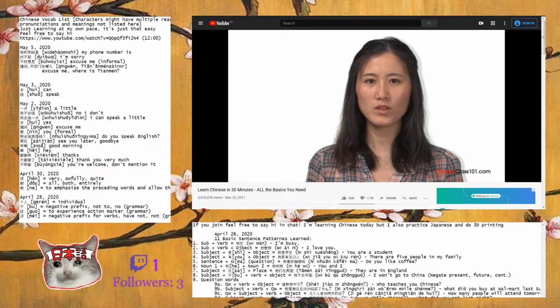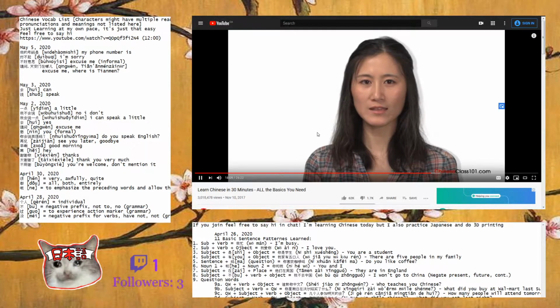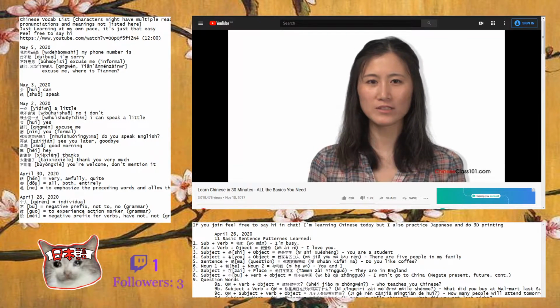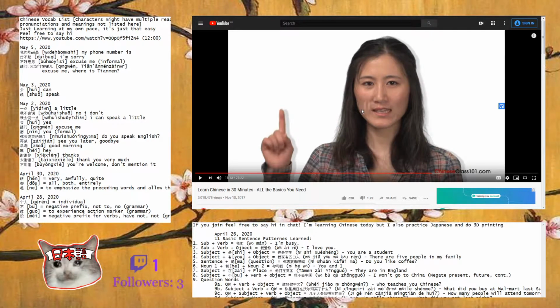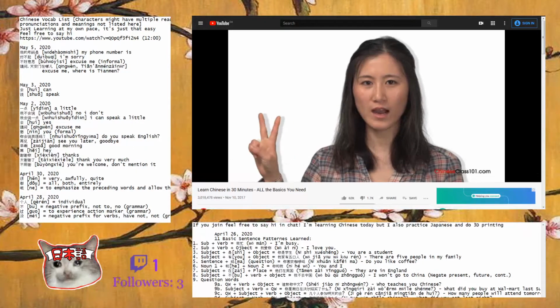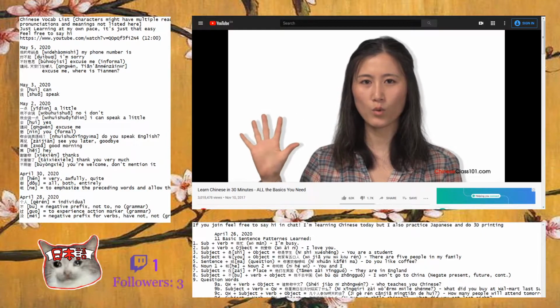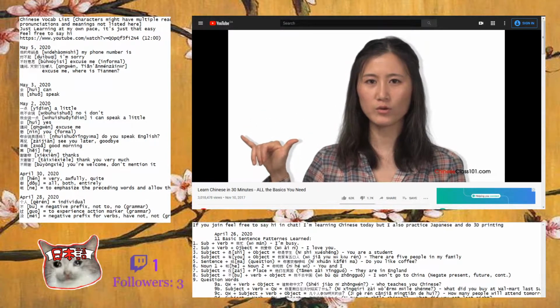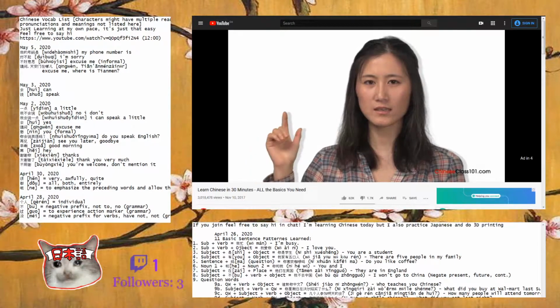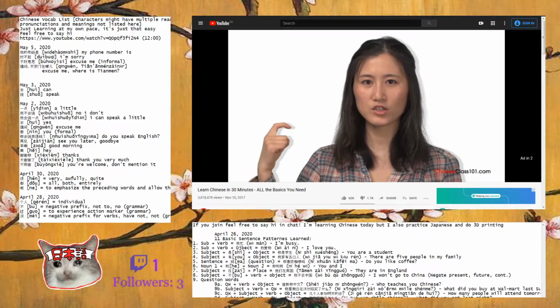In the last lesson, we learned the numbers from 1 to 10. Have you forgotten? Here, I will tell you again. 一, 二, 三, 四, 五, 六, 七, 八, 九.